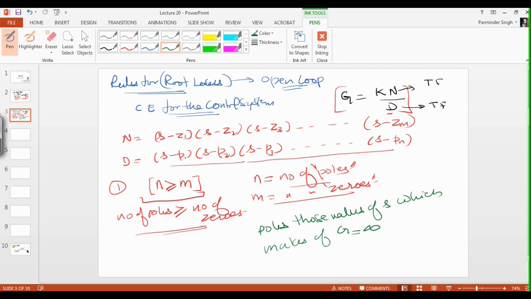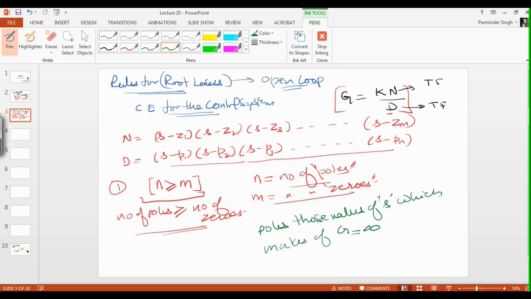Clear? Poles are those values of s that make our transfer function G equal to infinity. That means if I put s equal to p1, then s minus p1 will be 0. That means in the denominator we have 0. So anything divided by 0 is infinity. So those poles are those values of s that make our system infinity.